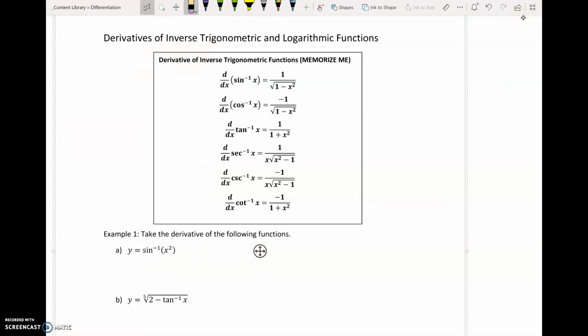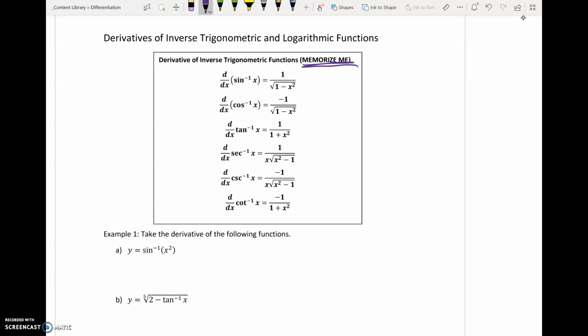In this video, we're going to look at derivatives of inverse trig and log functions. So yes, you do need to remember these trig inverse derivatives because you won't be given any formula sheets on any assessment. So try to figure out a pattern in order to memorize these.